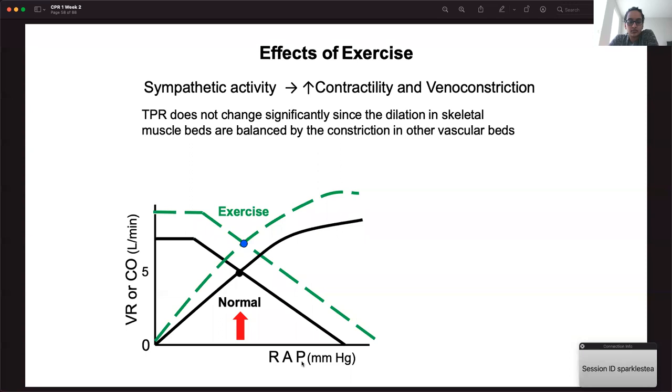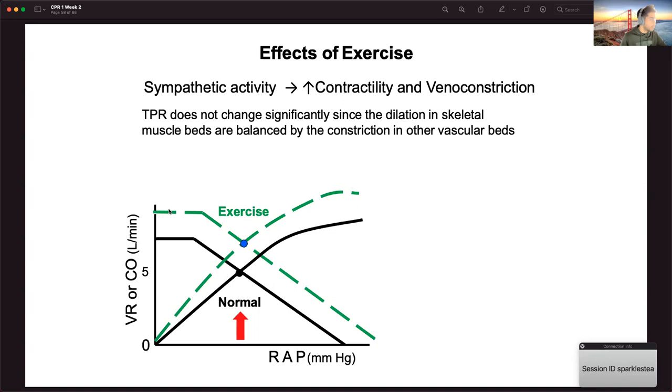They were like, oh yeah, you exercise, everything changes. Nope, RAP stays the same, okay? Because what happens is that it is a systematic change to every single component, right? Contractility goes up as well as venoconstriction. So your venous return is still there, right? It's increased, as well as you having increased cardiac contractility. So everything moves together. So RAP stays still at +2, okay?